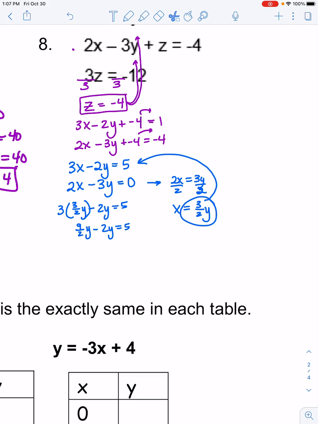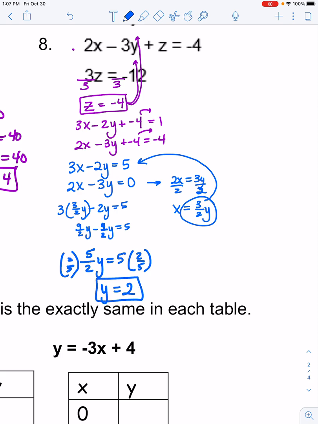This 2 I could change. Let me just erase it and put 4/2. And if that's the case, 9/2 minus 4/2 is 5/2 y. To get rid of that, I'm going to multiply by 2/5 on both sides. And y equals 2. One value down.